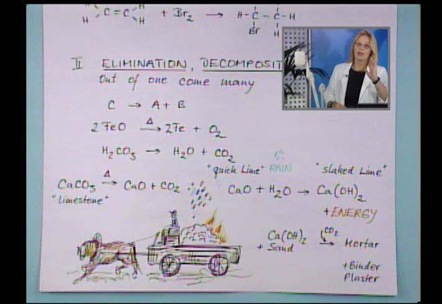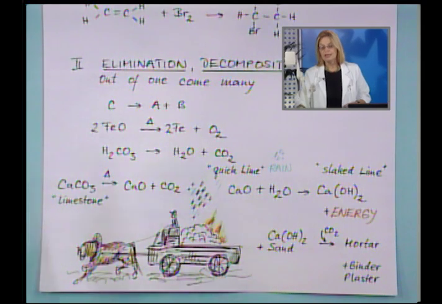So out of one, you get many. So one chemical decomposes into fragments, which are elements or other compounds, smaller compounds. For instance, if we open up a soda pop can and we see the bubbles coming out, then it's carbonic acid decomposing back into water and CO2.